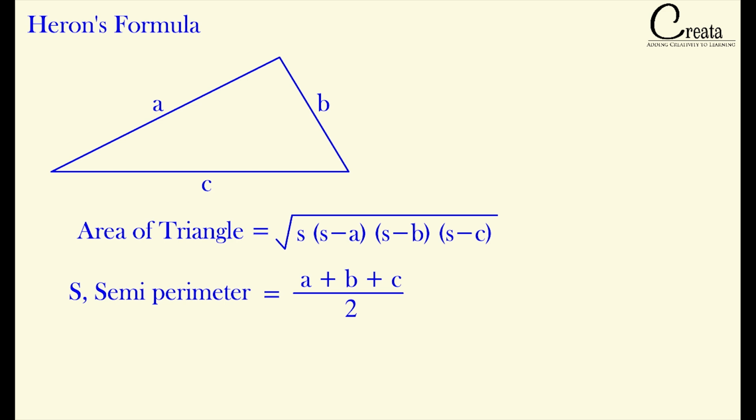Got it? This formula is to be used when you are not able to find the height of the triangle. Otherwise, you can apply the formula, that is area of the triangle is equal to half into base into height. If under any circumstances you are not able to find the height of the triangle, then only you have to apply this formula, because this formula is slightly complex in nature as it involves some complex calculations. So this formula is to be only used when you are not able to find the area of the triangle through other means. So that's Heron's formula.